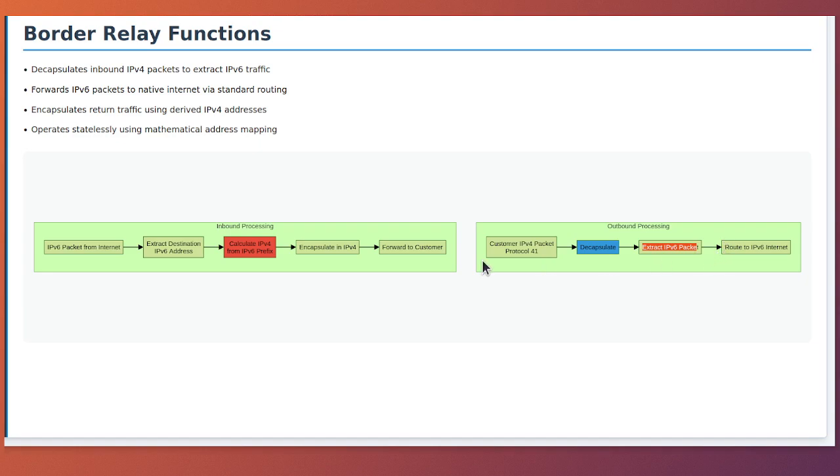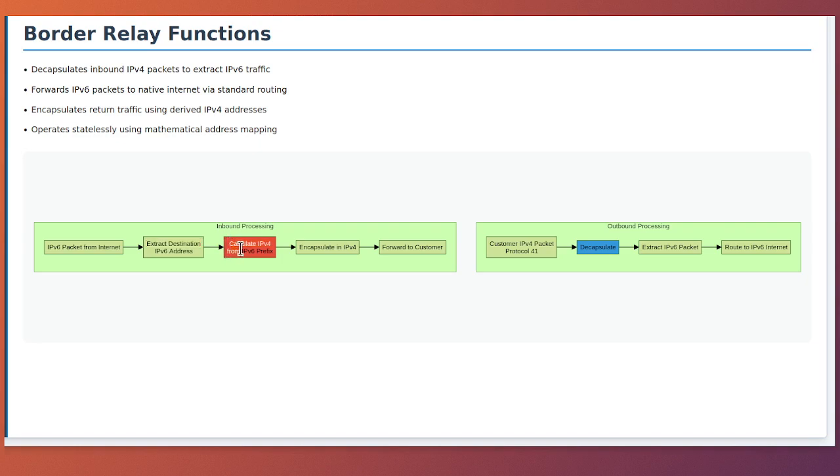The reverse path is equally important and slightly more complex. When an IPv6 packet arrives at the border relay from the Internet destined for a 6RD customer, the border relay must determine which customer should receive it and what IPv4 address to use for encapsulation. This is where the stateless nature of 6RD shines.